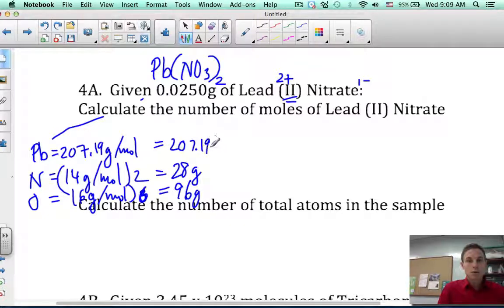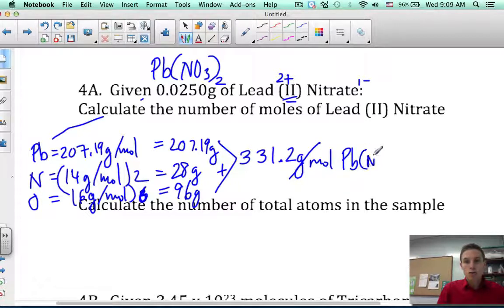1 is 207.19 grams. When I add all these together, I will get the molar mass of lead 2 nitrate: 207.19 plus, let me double check my math, 16 times 6 is 96, yes, plus 28, and then I get 331.2 grams per mole of lead 2 nitrate. And what they want to know is how many moles is in 0.250 grams.